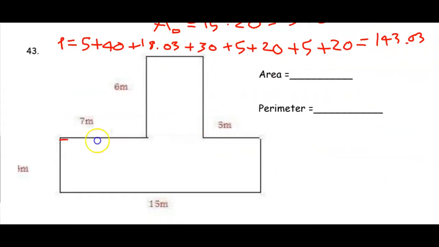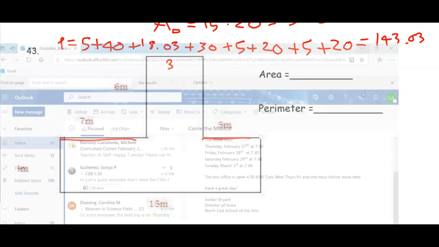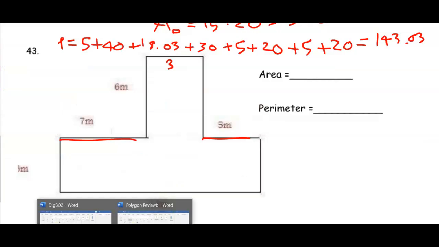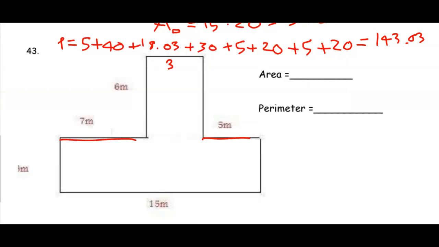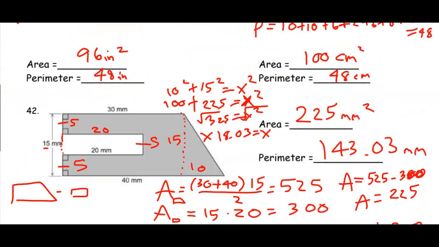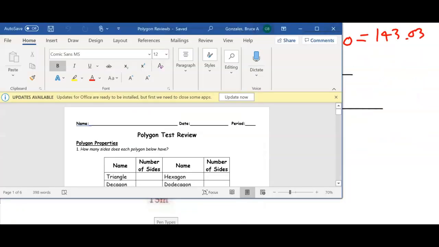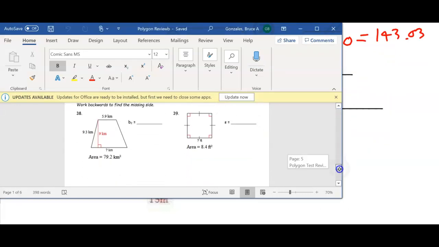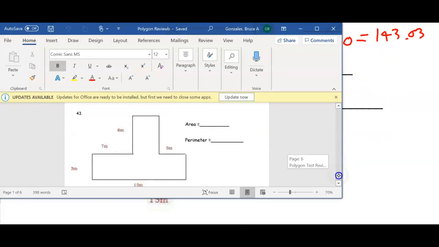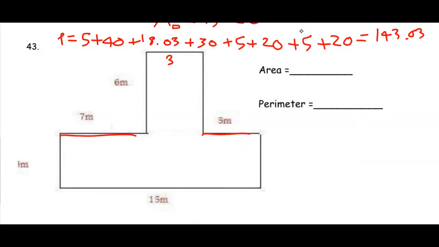All right, last but not least, this bottom is 15. 7 plus 5 is 12, so there's going to be 3. Let's see here. I cannot see that last one. Go back. Okay, I need to look at this on the original because I cannot see it. It's a 3. Okay, so that's a 3. That's supposed to be 3. That's supposed to be 6.